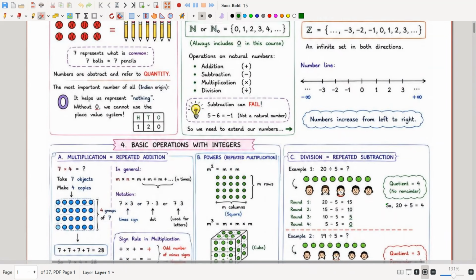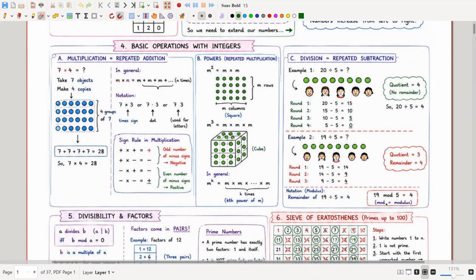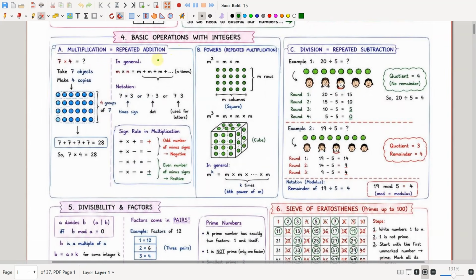Now let's move on to the basic operations with integers, where multiplication is equal to repeated addition. See here, 7 into 4 means 7 fours are 28. You know that. This is what we call normal multiplication. But you can also add 7 four times to get 28.